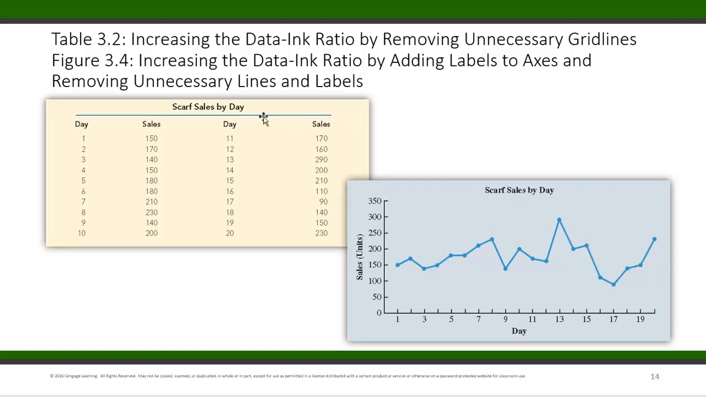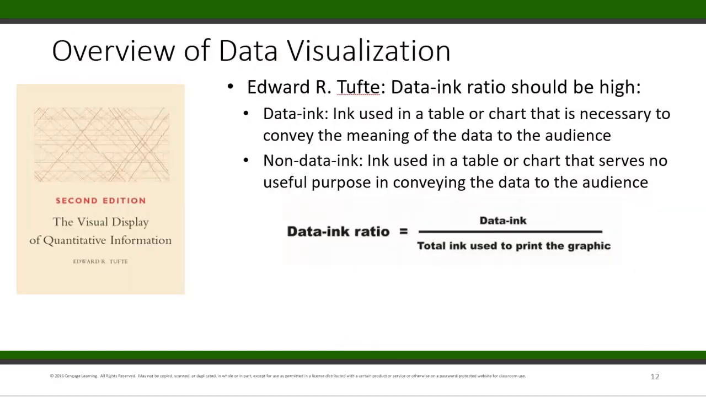Now, it would be good to have some line. It would be good to have a horizontal line, maybe on the top and maybe on the bottom. That's fine, but maybe you don't want lines for each row. Let me interpret for you what this means. Here's a data-ink ratio. This is the important stuff: ink used for conveying the essential data information, and non-data ink that serves no useful purpose.